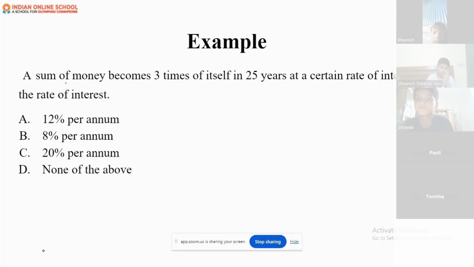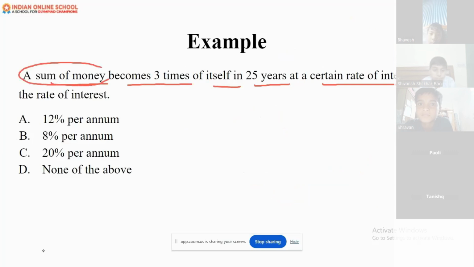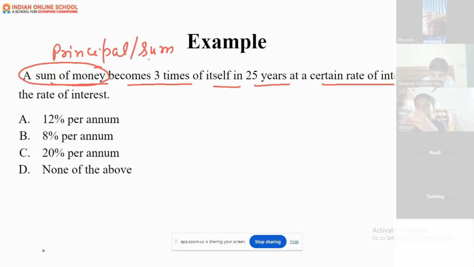Okay, this is a very interesting question. A sum of money becomes 3 times of itself in 25 years at a certain rate of interest. Wherever you see a sum of money, you have to think it is talking about principal. Sometimes in the place of principal, they say sum of money. So don't get confused with that.